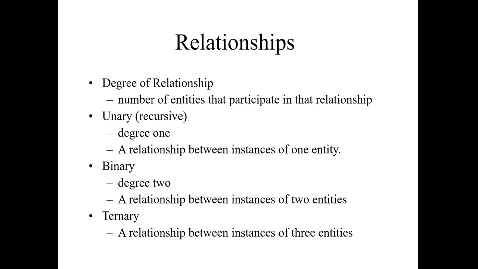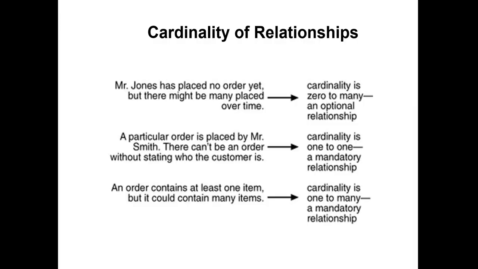Degree 1 relationship means instances of one entity. Instances of two entities in a relationship are basically known as binary. Instances of three entities in a relationship are known as a ternary relationship.